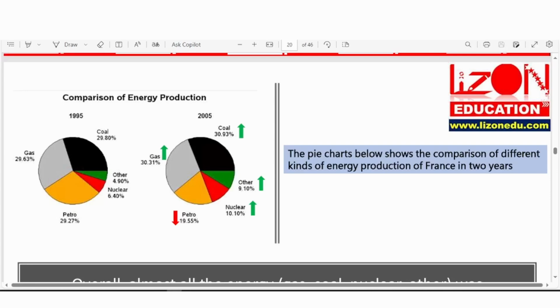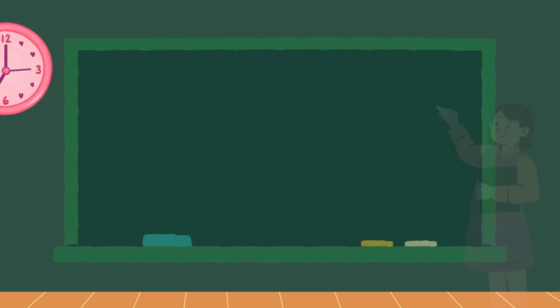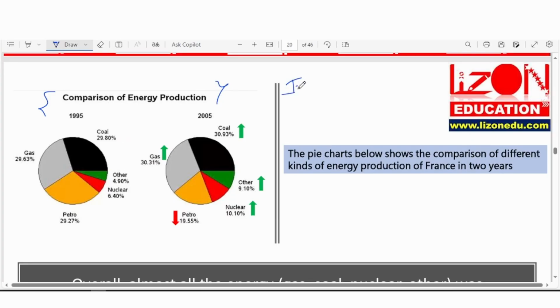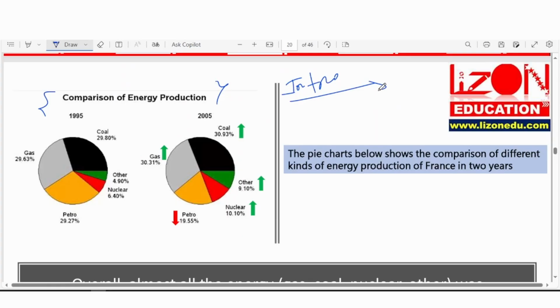Alright, in today's class we're going to talk about a pie chart. Pie chart is a very important portion for your writing task 1. First and foremost, introduction. Let's start with the introduction. Introduction will be your first point for writing the pie chart. Let me help you in the way so that you can implement it in any pie chart out there.